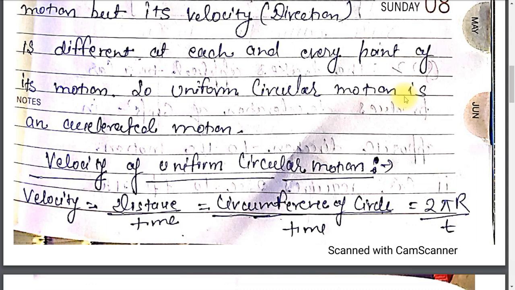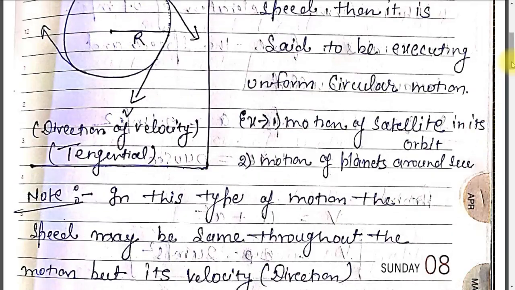Now the question is, if we want to calculate the velocity of the object during uniform circular motion, how will we calculate the velocity? By the simple standard formula, as we know, velocity equals distance upon time. Now if we are talking about this circular path, what will be the distance?